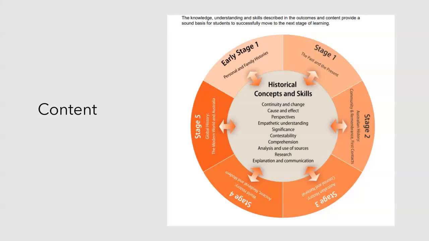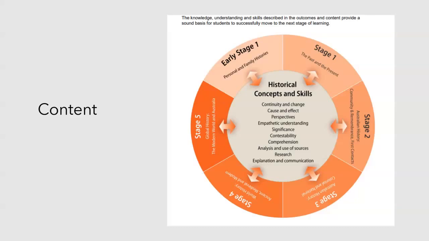So as you can see here, this chart is in the syllabus, and you can download it if you'd like to, but it shows the different topics there. So early stage 1, we've got personal and family histories. Stage 1 is the past and the present. Stage 2, we're looking at Australian history, community and remembrance, first contacts. Stage 3, where they're finishing primary school, Australian history, colonial and national. Once they go to high school in years 7 and 8, they look at world history, ancient, medieval, and modern. And years 9 and 10, they look more at global history, the modern world, and Australia. So you see that progression there.